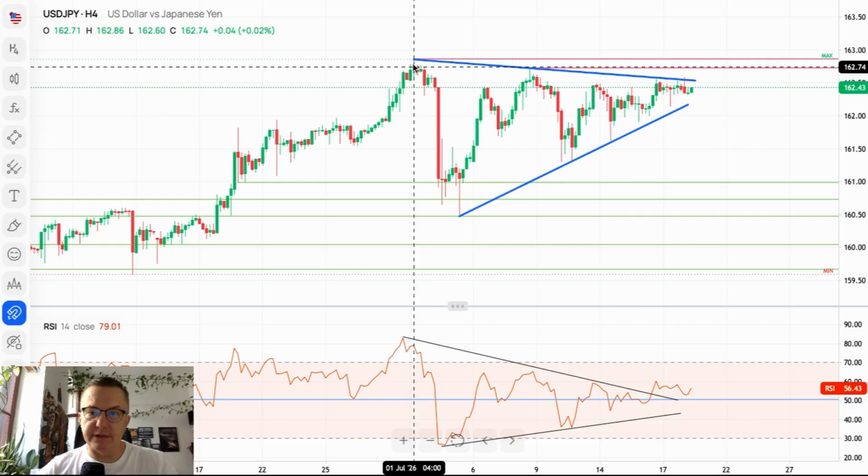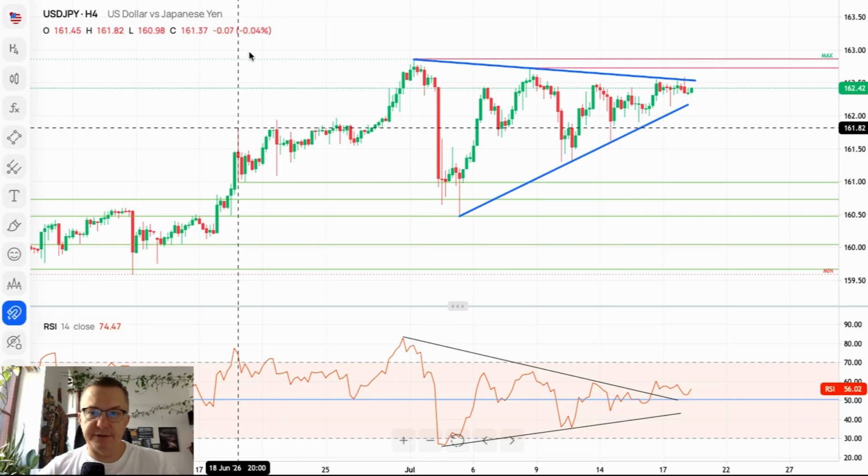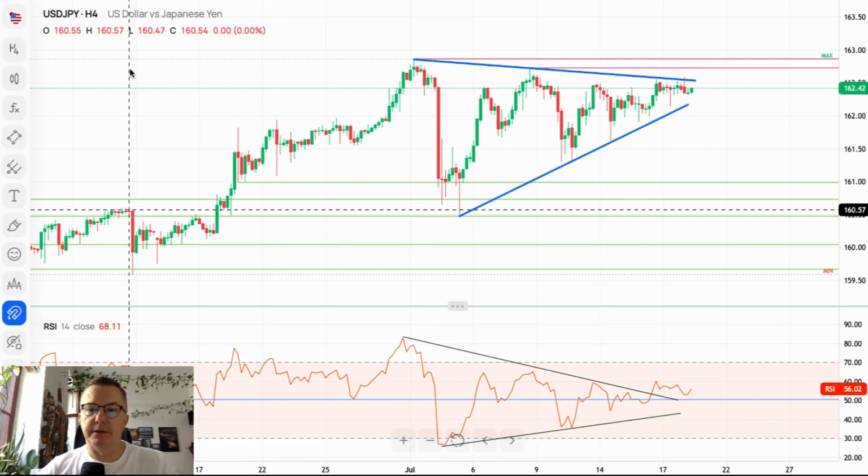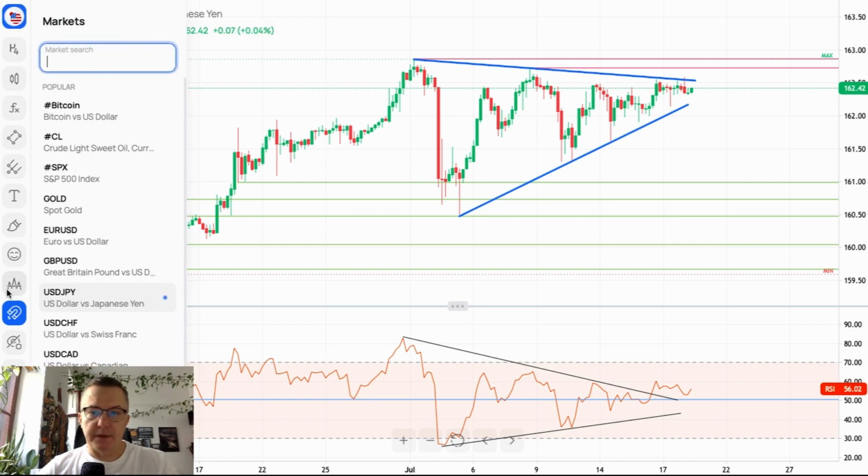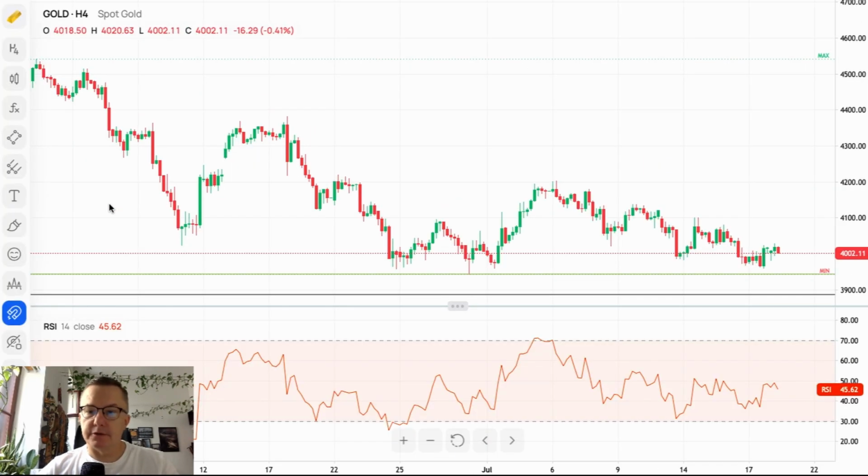162.86 is still the swing high. Bullish development in the background, uptrend in the background. So we should see a strongly developed upside movement during this trading week.